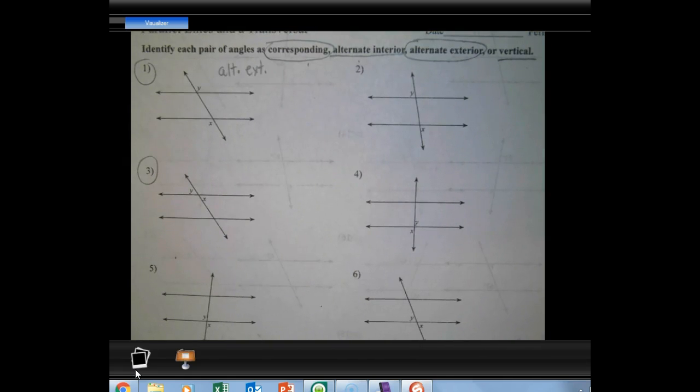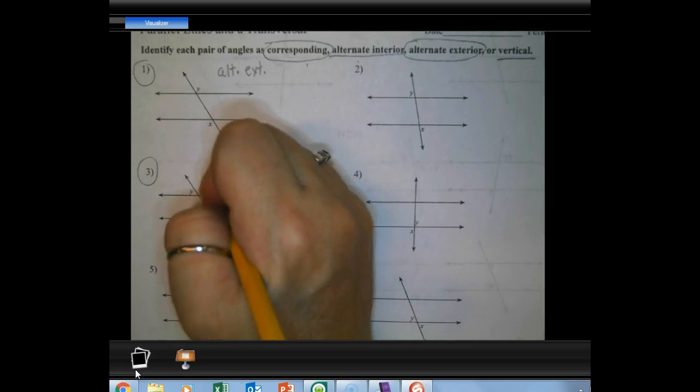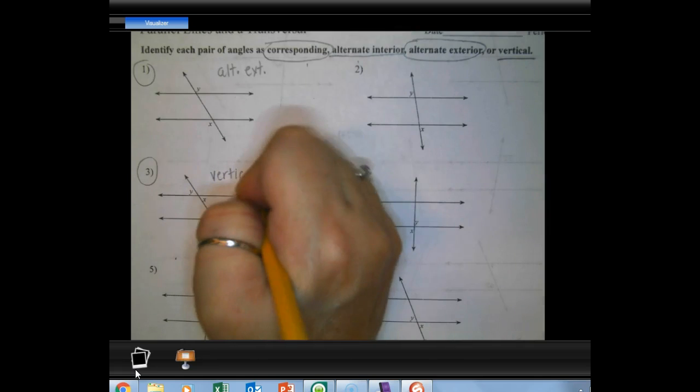So let's look at number 3. Why are Y and X congruent? What do we call that? You have 4 choices. All you have to write down is that it is a vertical angle, and that's all you have to do for that front side. Okay, flip your paper over to the next page. We're looking at numbers 11 through 20.